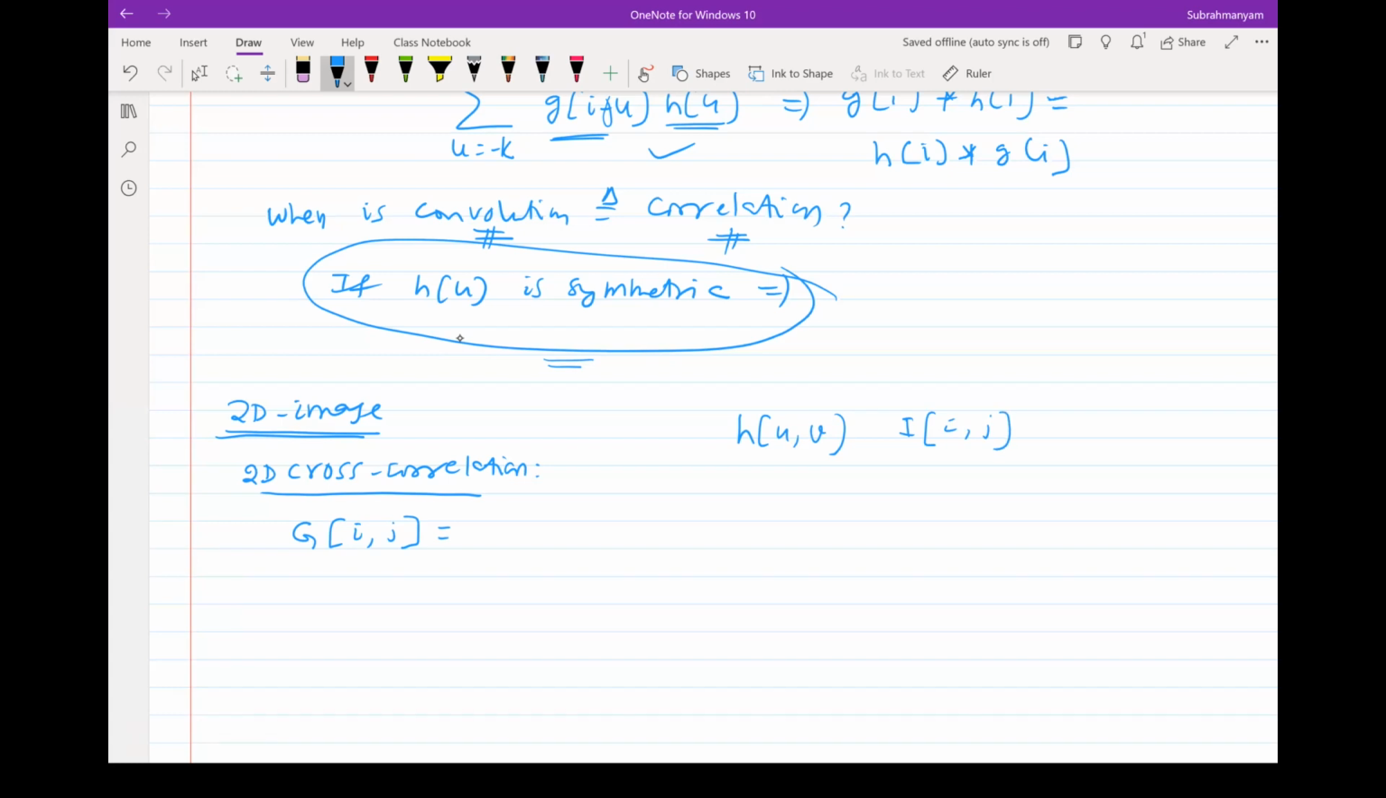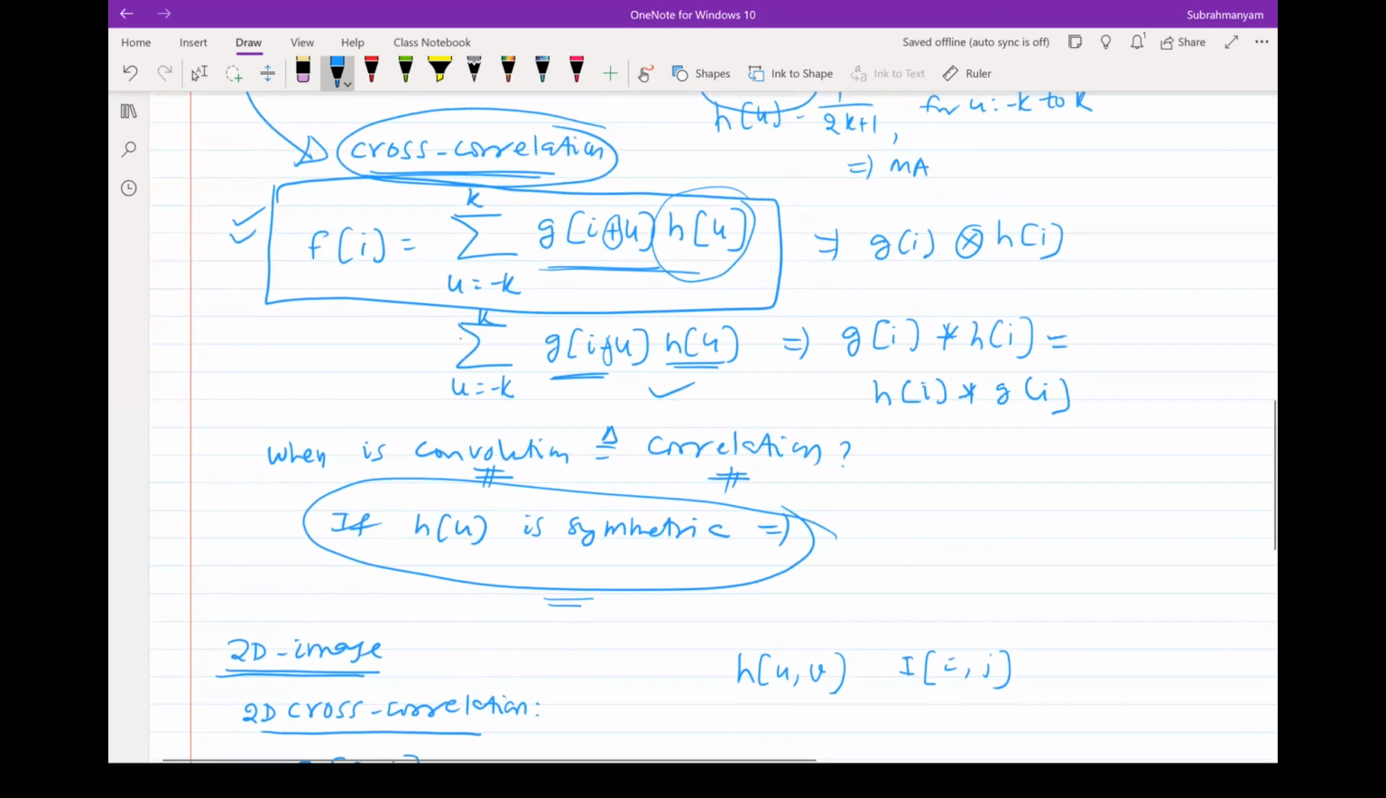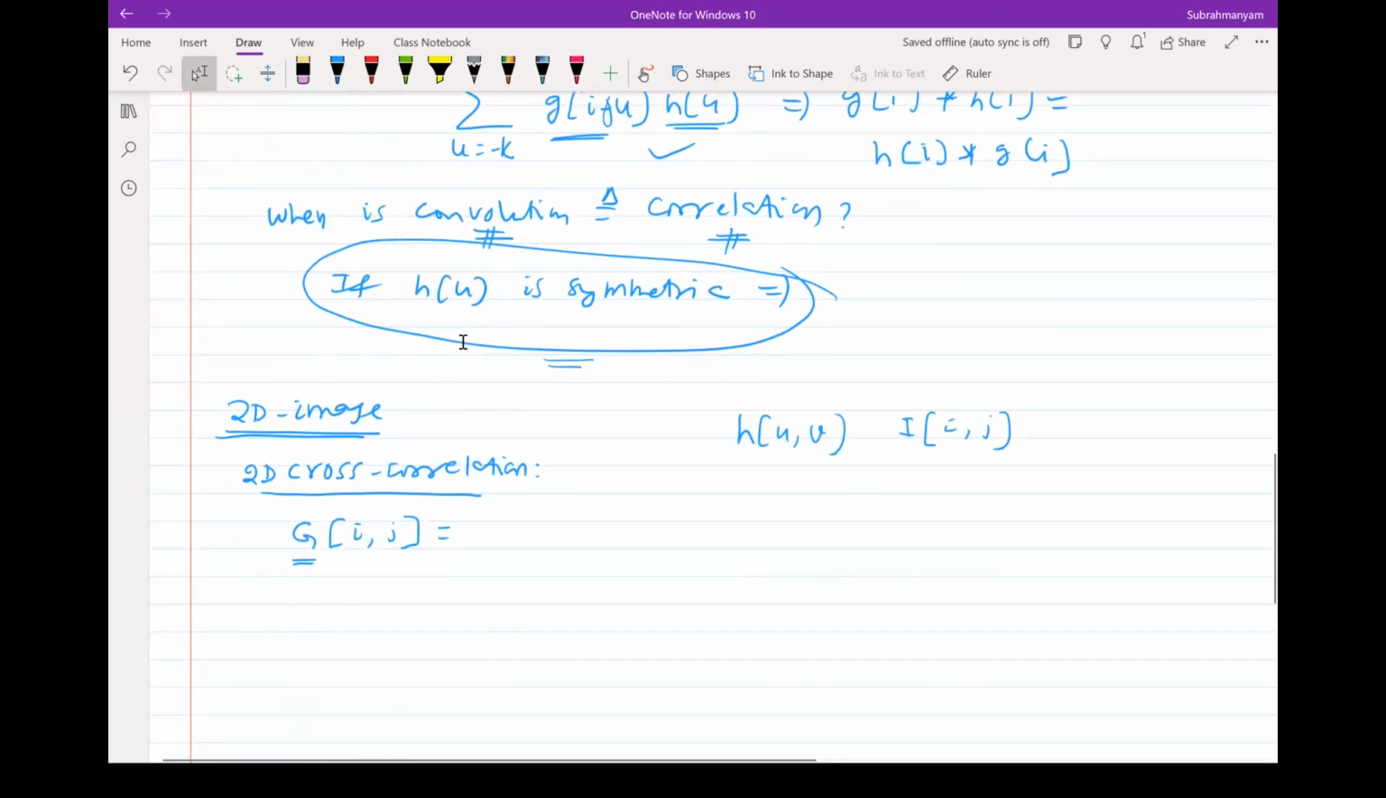Of course, i and j could vary over, let's say, an m by n image. i can vary from 1 to m, j can vary from 1 to n. So now give me the expression for g of i j. You already know the expression for cross correlation in 1D. Now give me the 2D expression. I want to do a cross correlation between these two. First, you tell me how you do it, then we will write the mathematical expression.